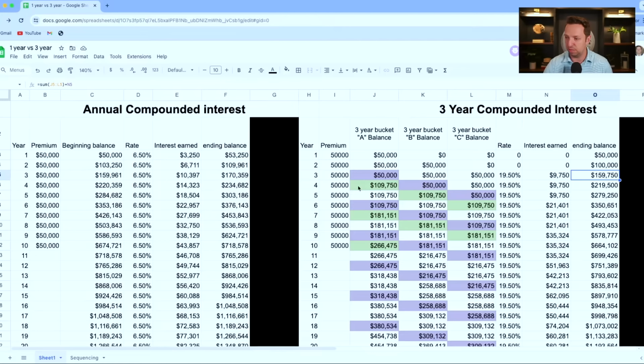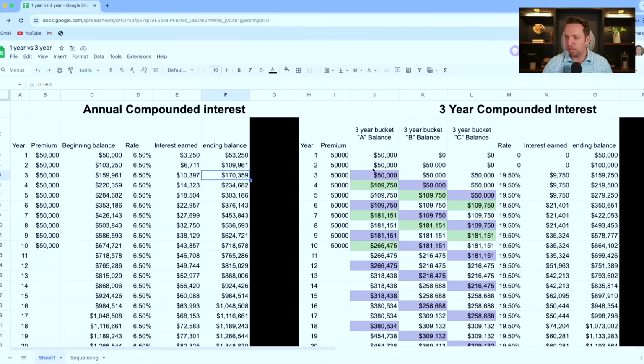We're at $159,750 versus $170,359. This is exactly what you would expect. This is not rocket science. Building the Excel sheet was more difficult than understanding that yearly compounding is better than 3-year compounding given the same rate of return. Very simple, very straightforward.